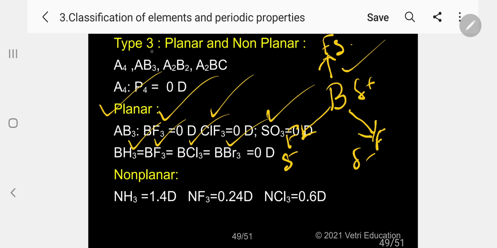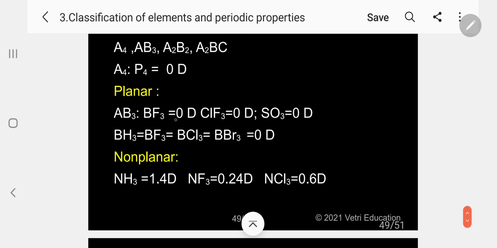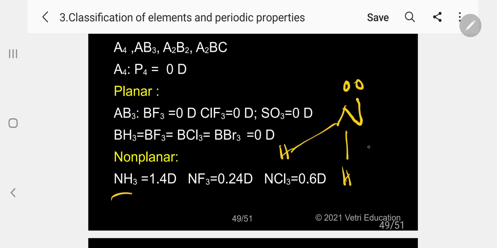Planar. Please follow. Suppose it is non-planar, for example ammonia. From the shape and the lone pair, it is pyramidal. Ammonia is a pyramidal molecule. What is pyramidal? H, H, H. Kindly follow. When you compare hydrogen and nitrogen, the electrons move like this, and like this. This is the lone pair of electrons. So automatically charge separation takes place. So ammonia has a dipole moment of 1.4 D.